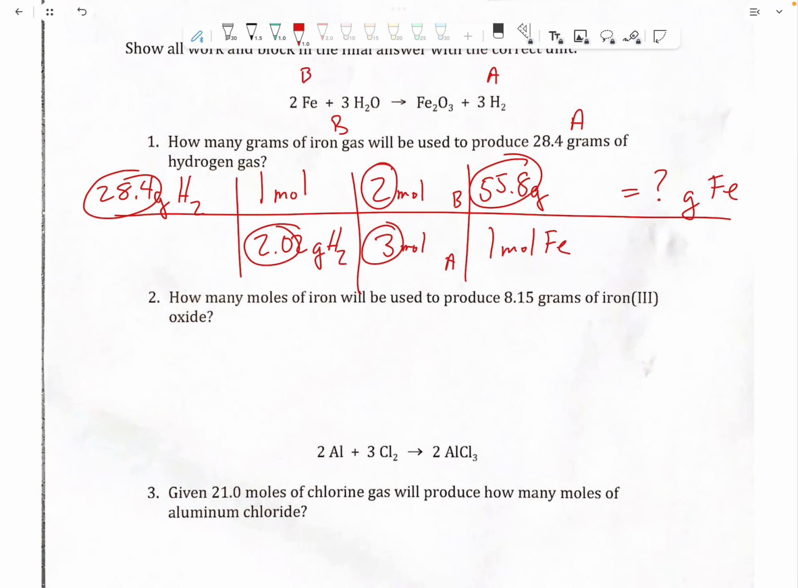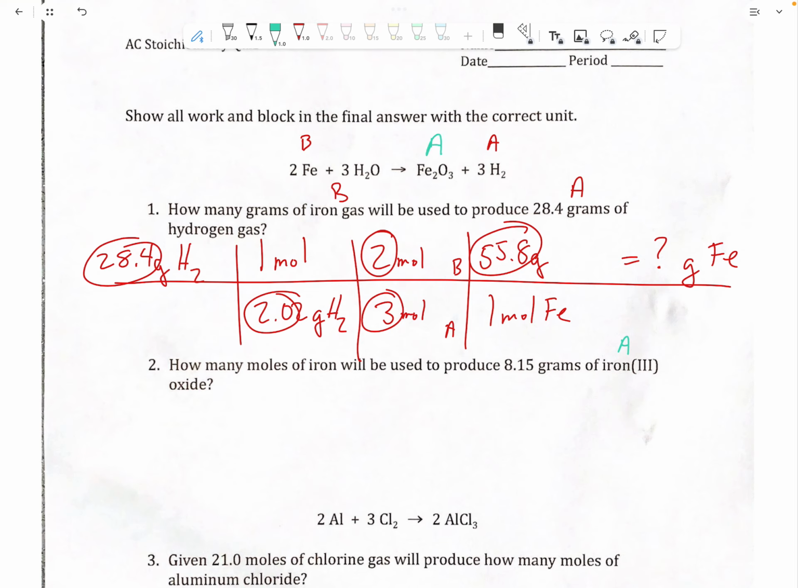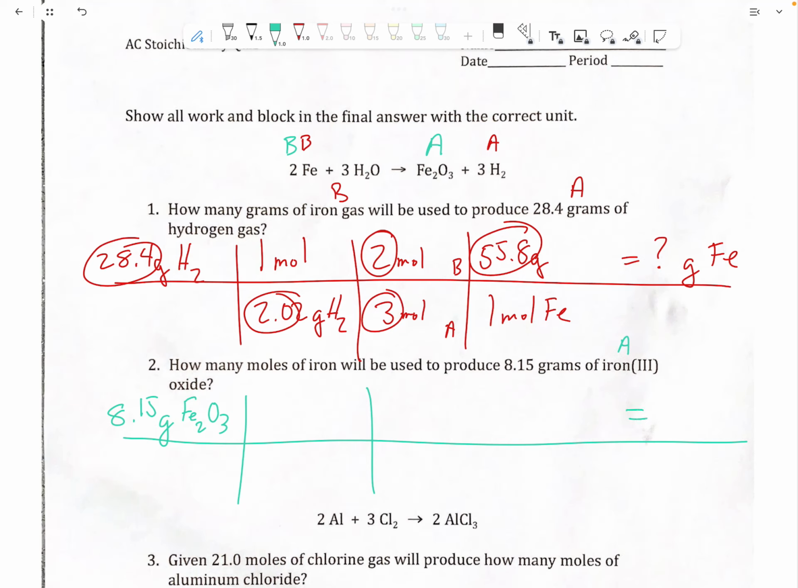And for the second part of that, we want to see how many moles of iron will be used to produce 8.15 grams of iron 3 oxide. So our A is going to be our iron 3 oxide, and that is right there. And our B is going to be moles of iron, and that's going to be our B right there. So we can go ahead and set up a problem really quickly. And we write down our given, which is 8.15 grams of iron 3 oxide. So it's Fe2O3. And then our B is going to be moles of iron, okay?